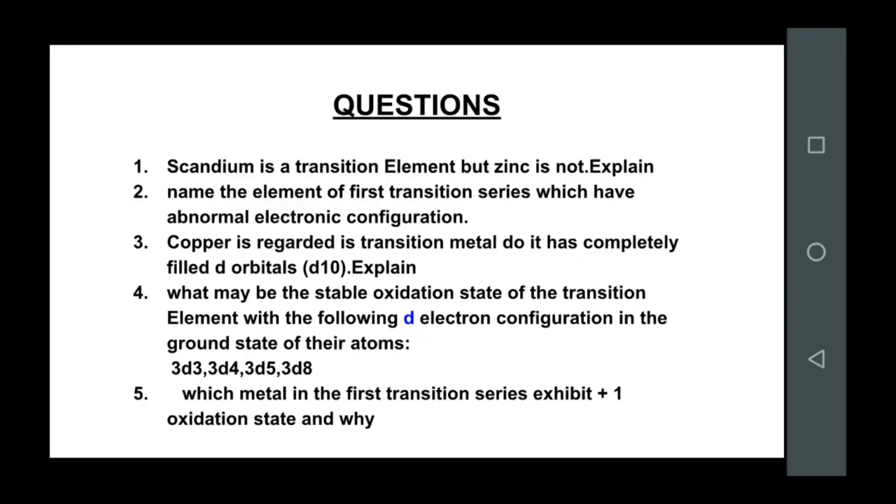These are some simple questions, students. Try to answer these questions to check your comprehension. Many of these questions I have discussed, and these are generally based on the electronic configuration. In the same way, students, you may simply be asked to write down about the trend of atomic and ionic radii in the 3D series.